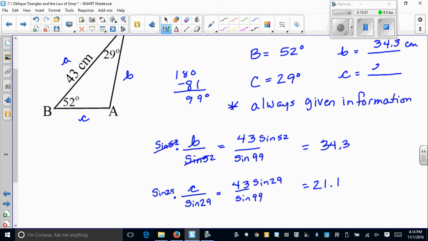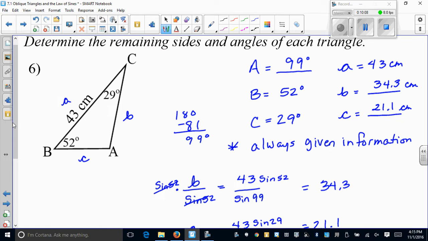And this is where I get to remind you that the larger the angle, the larger the side, the smaller the angle, the smaller the side. So C is the smallest angle, should have the smallest side. A is the largest angle, should have the largest side. And they do, so we know we're good.